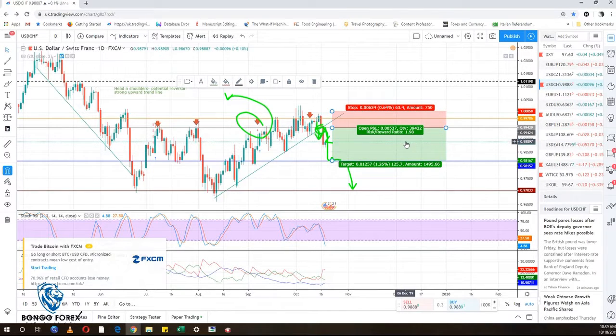Our risk reward ratio is 1.98. We're taking 125.7 pips. You do the math. If it's a mini lot trade, that'll be $125. So guys, that's it. Next trade would be the Aussie dollar, AUDUSD.